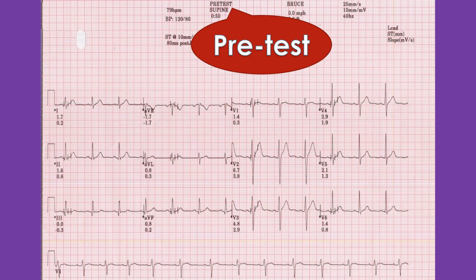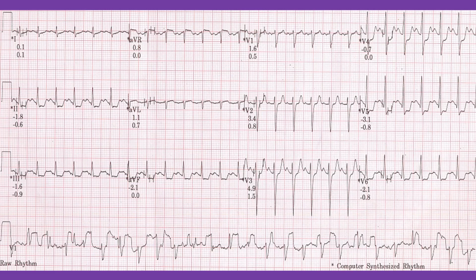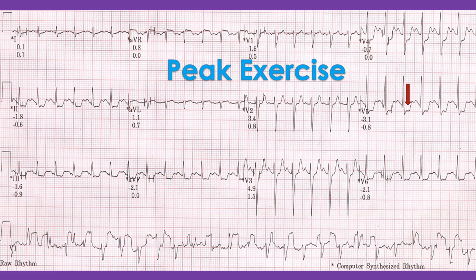Treadmill exercise ECG series starts with the pre-test ECG and recordings in every stage of exercise and recovery phase. Heart rate increases as the stage advances. In this recording at peak exercise, changes are seen as ST segment depression measured by the machine as minus 3.1 mm. This is taken as a positive test.